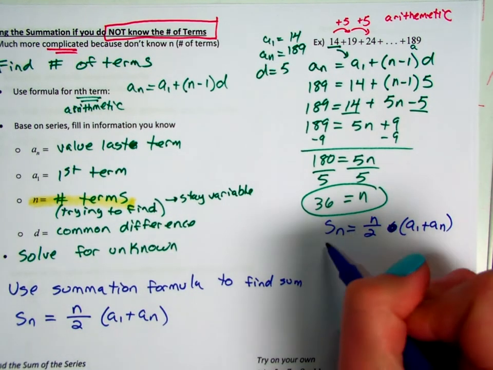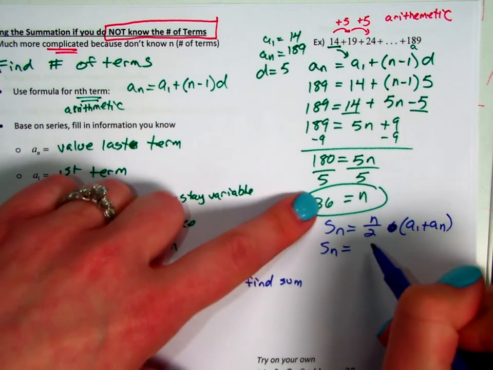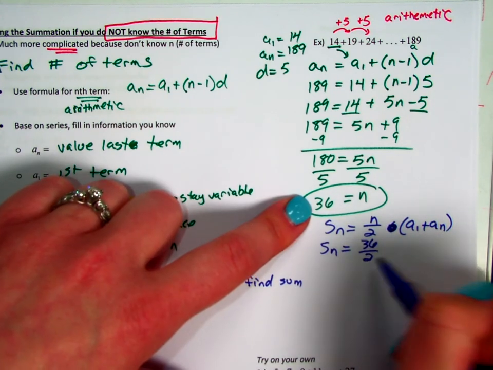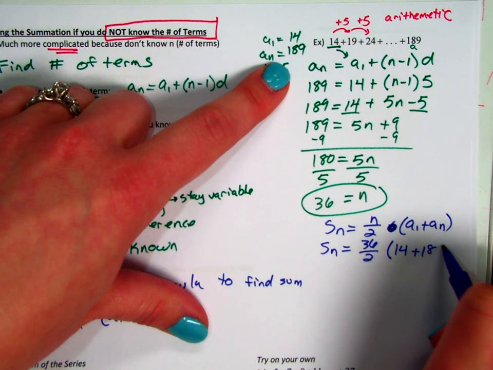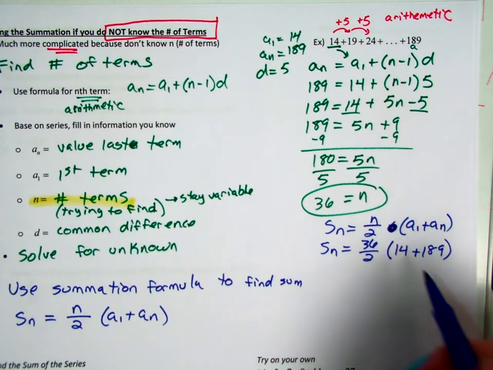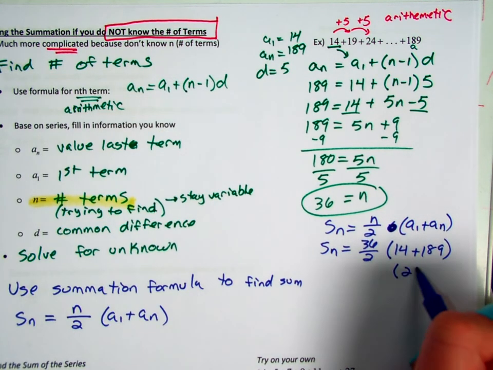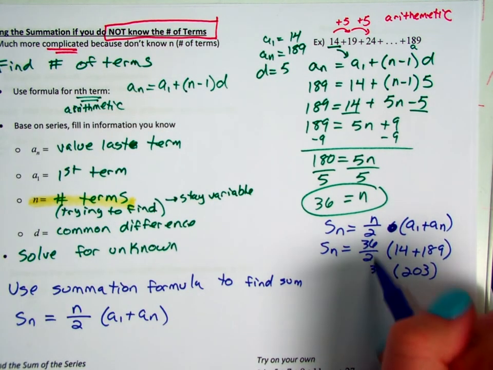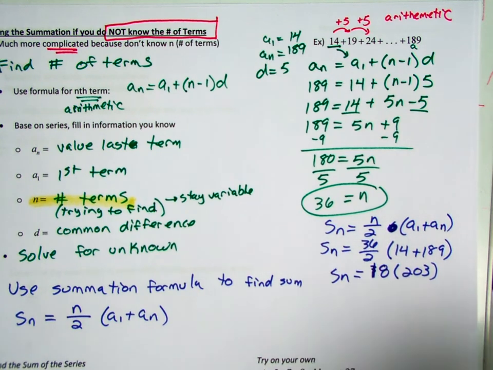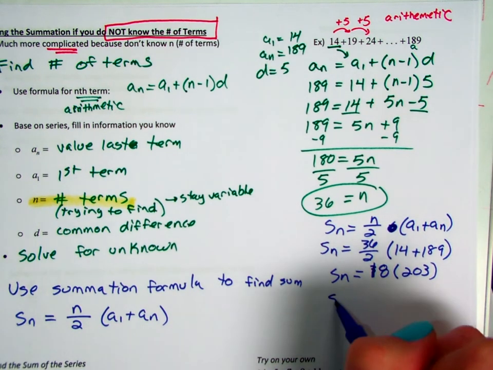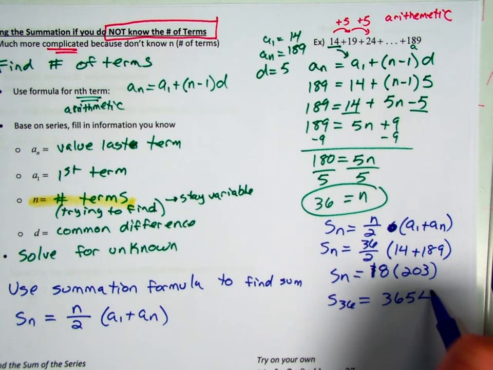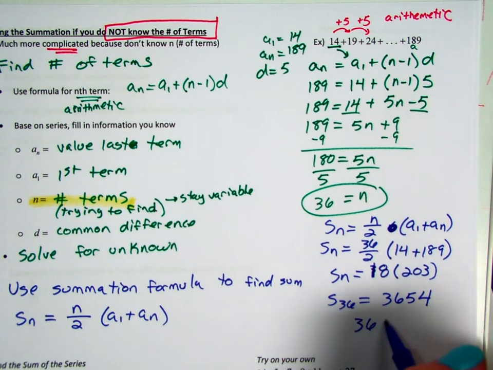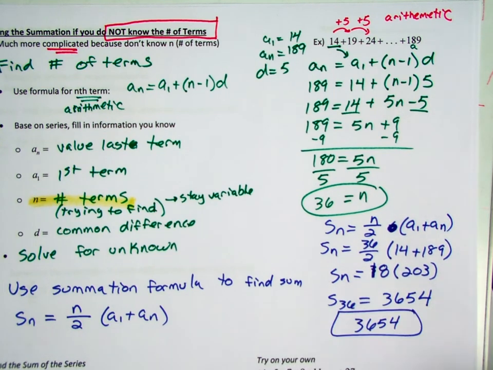So now we don't know what the summation is. We know the number of terms is 36, so 36 divided by 2 times my first term, which is 14, plus my last term, which is 189. Well, 14 plus 189 would be 203. 36 divided by 2 is 18. So then I multiply that out in my calculator, and I get S sub 36 equals 3,654. So 3,654 is my summation.